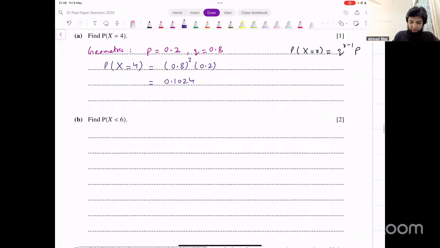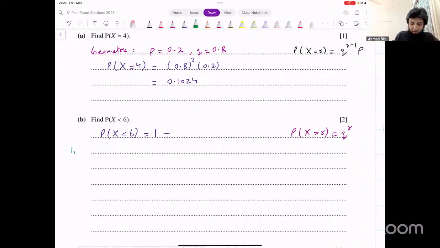Now it says find the probability that x is less than 6. Again, it's a geometric distribution. For geometric, we have a direct formula for inequalities that you need to remember. Probability of x greater than r is equal to q raised to power r. This is less than 6, so we'll have to do 1 minus something. We can write down the numbers: 1, 2, 3, 4, 5. Less than 6 means we want these 5 numbers.